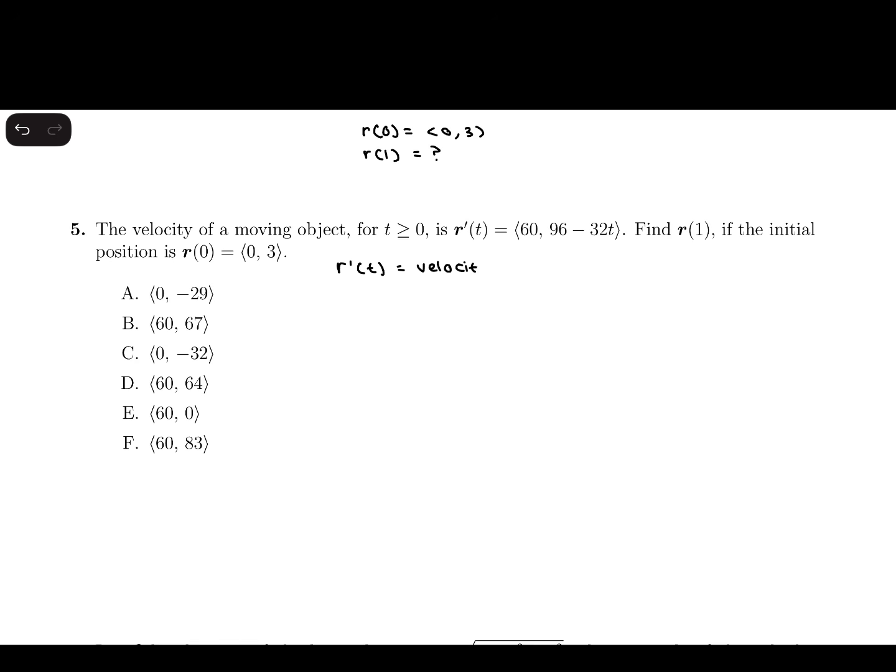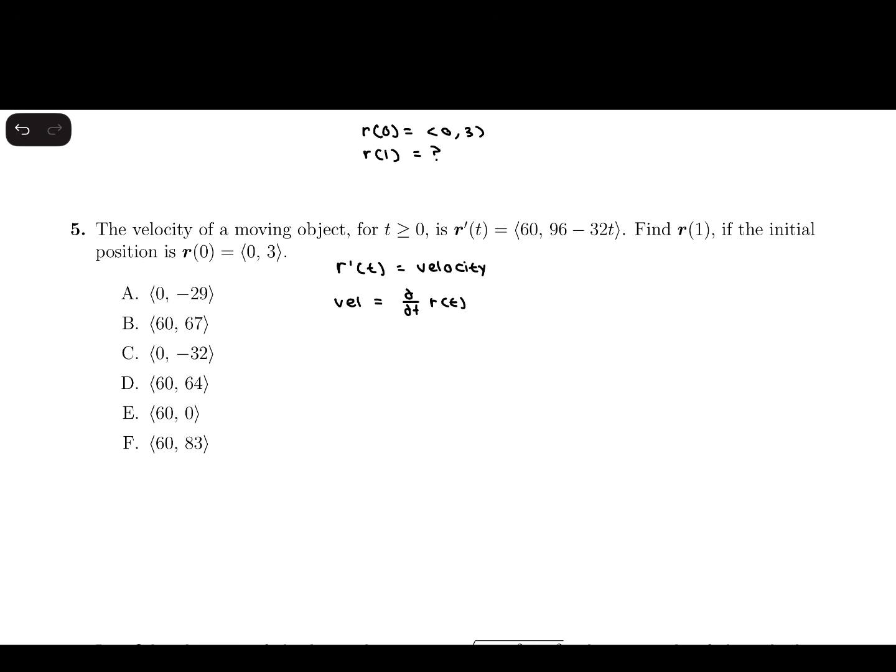That's our velocity right there. Velocity is the rate of change of position. In other words, velocity is simply just the derivative of position, in this case, which is r of t.